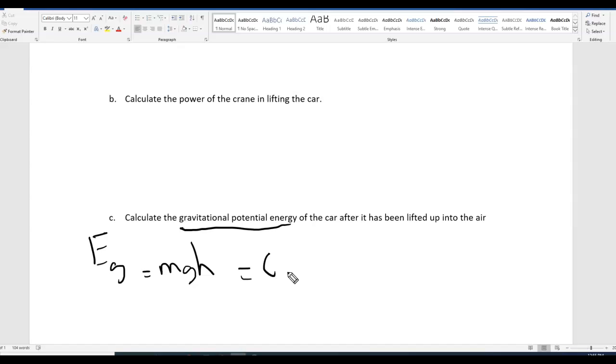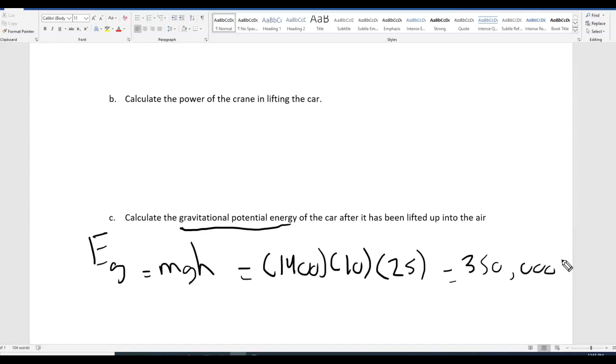So we have the mass of the object, which is 1,400. We have g, the acceleration due to gravity, for which we're going to use a value of positive 10 meters per second squared, times the height. If it's lifted 25 meters into the air, then the height above the ground is 25 meters. So if you multiply 1,400 by 10 by 25, you get 350,000 joules of gravitational potential energy.